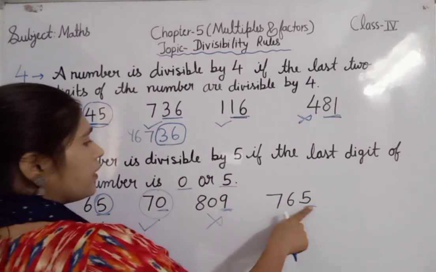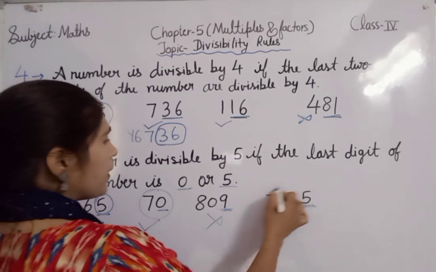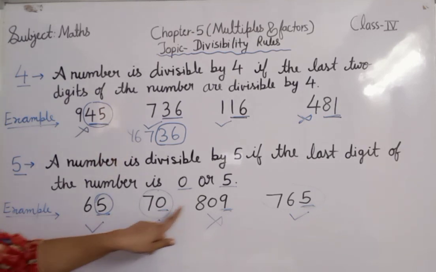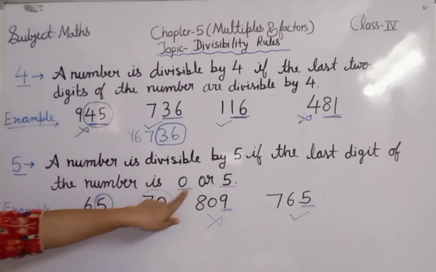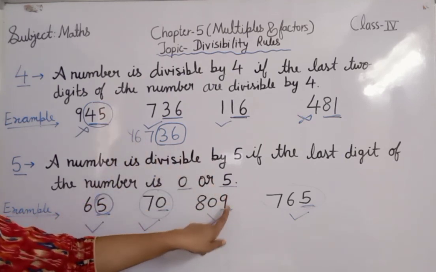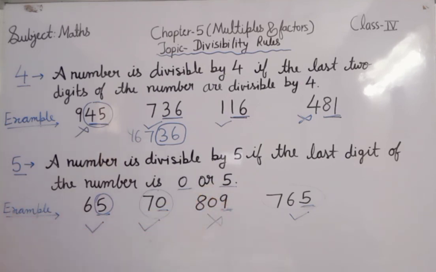So now 765, the last digit is 5. It means the whole number is divisible by 5. Clear? So what is the divisibility rule of 5? We have to check the last digit only. If the last digit is 0 or 5, the whole number is divisible by 5. But if it is not 0 or 5, the whole number is not divisible by 5. Clear? So now let's see the next rule.